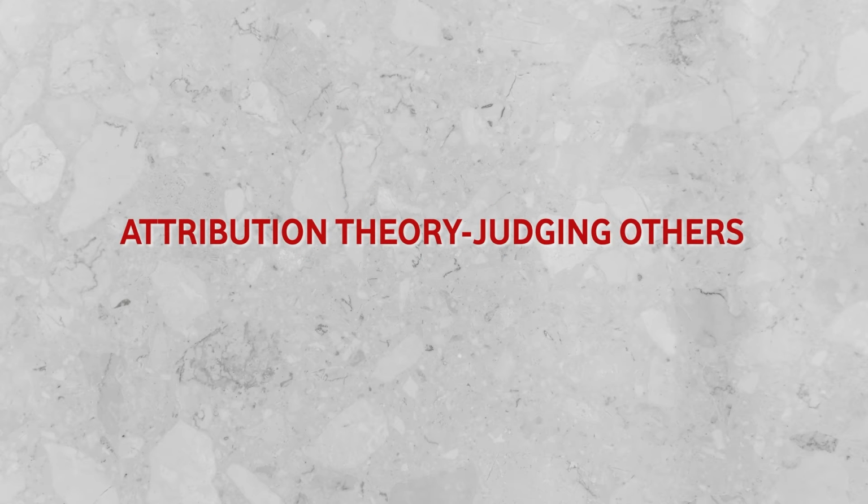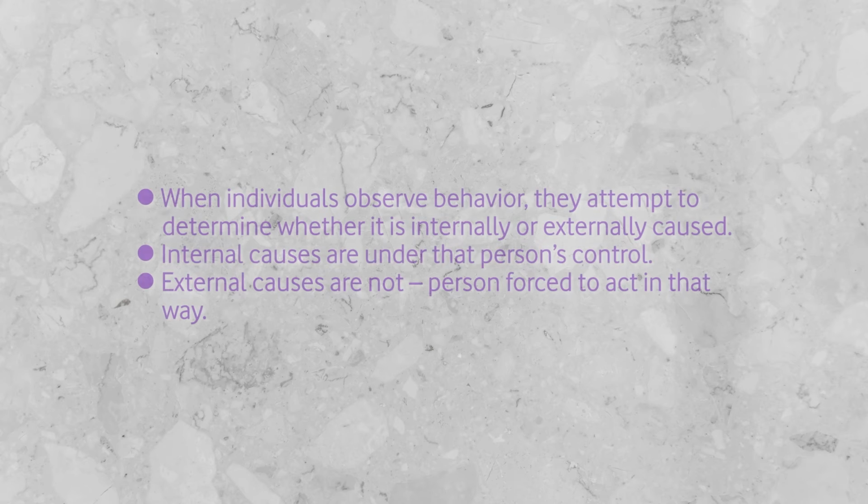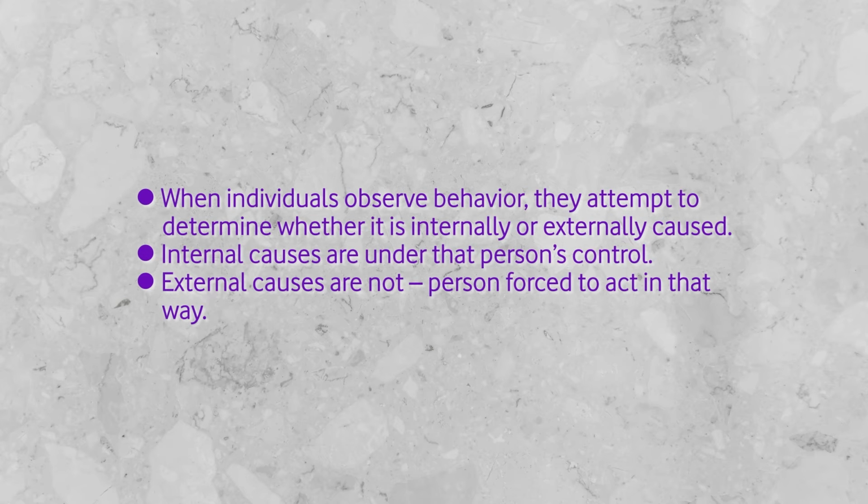So these dispositional and situational attributions have led to the growth of something called the attribution theory, or how you judge others. Our perception and judgment of others are significantly influenced by our assumptions of other people's internal states. When individuals observe behavior, they attempt to determine whether it is internally or externally caused. Internal causes are under the person's control, but external causes are not under the control of people.